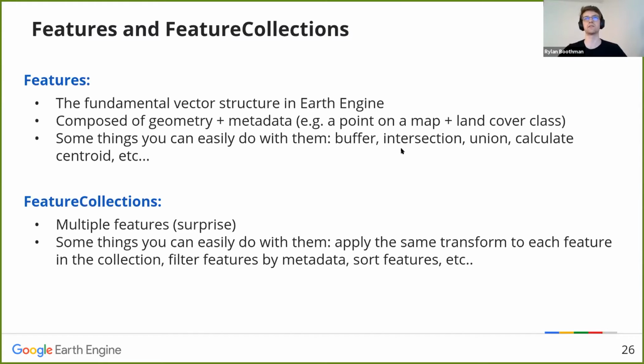So if you have a polygon and you want to get the region outside of it, you can buffer it out. We can do all sorts of geometry, intersection, union, stuff like that, finding the centroid. Some of this stuff will be covered in more detail. This is just kind of an idea of what you can do. And then with the feature collections, same idea. We can apply the same transformation to each feature in the collection. We can filter out features that we don't want based on their metadata. We can sort them based on their metadata and things like that.